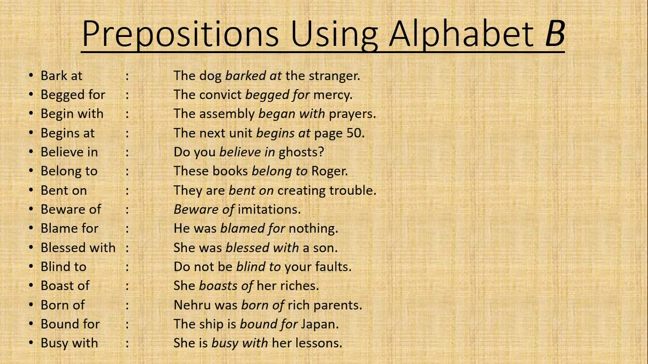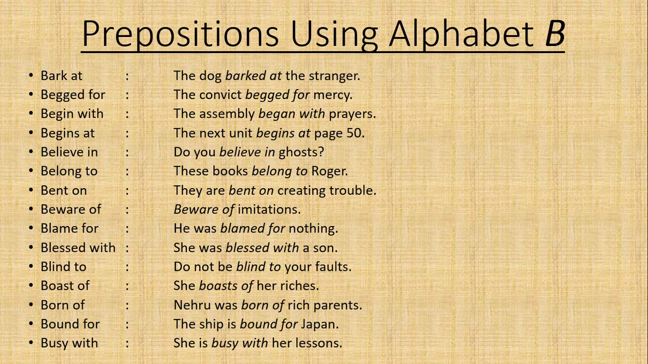Now let's look at a few prepositions using alphabet B. The first one being bark at. The dog barked at the stranger. So what is the relation between dog and the stranger? Barked at. So this is how everything goes. There's the relationship maker, which is known as the preposition, and there will be a verb, pronoun, noun, adjective, anything with which the relation has to be made. Alright? And accordingly, you have to use that.